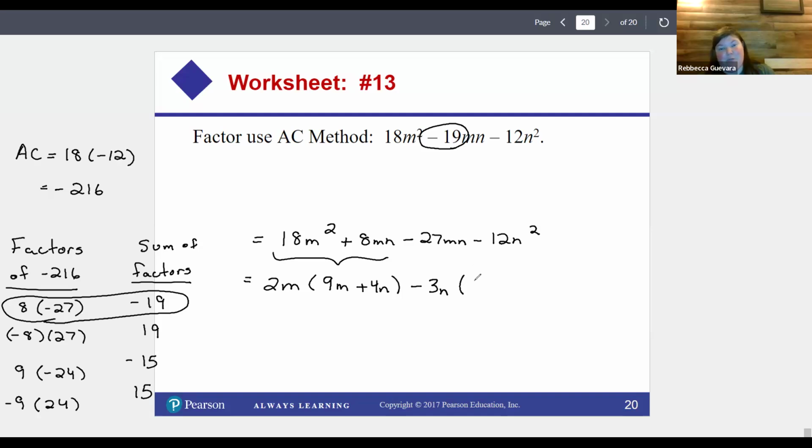So here I'd be left with positive 9m. And then here I'd be left with a positive 4n. After I factor out the 9m plus 4n, what's left is this 2m minus the 3n.